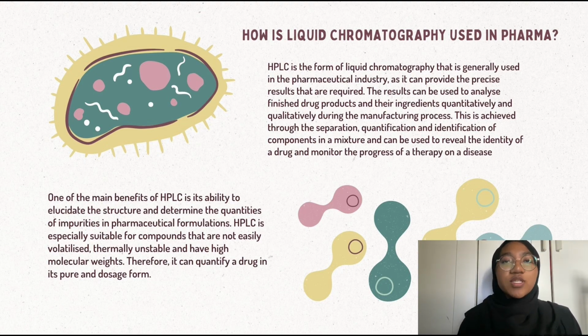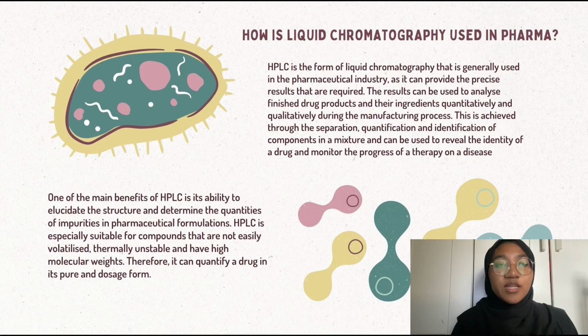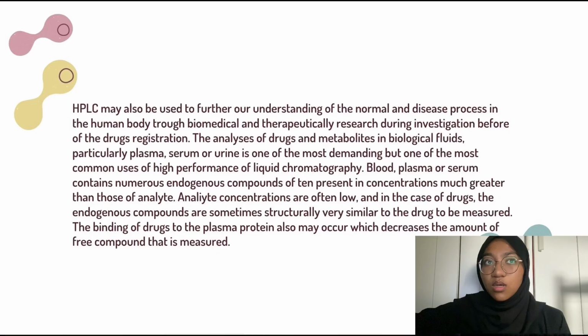This is achieved through the separation, quantification, and identification of components in a mixture, and can be used to reveal the identity of a drug and monitor the progress of a therapy on a disease. One of the main benefits of HPLC is its ability to elucidate the structure and determine the quantities of impurities in pharmaceutical formulations. HPLC is especially suitable for compounds that are not easily volatilized thermally, are unstable, and have high molecular weights. Therefore, it can quantify a drug in its pure and dosage form.